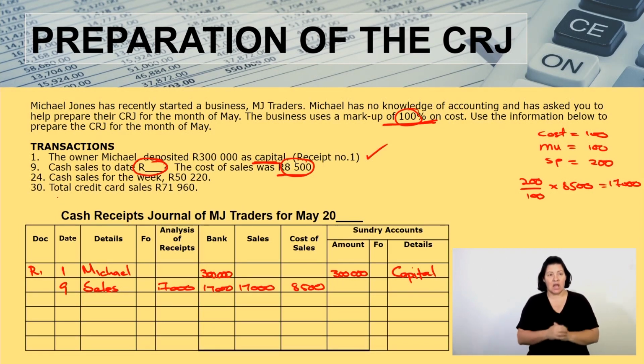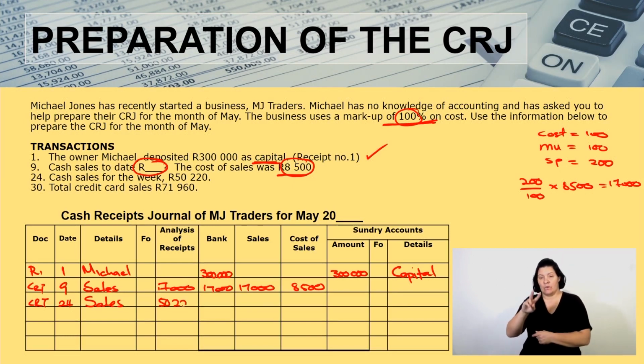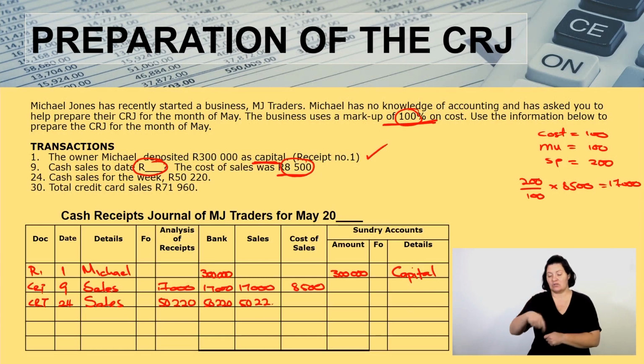Let's quickly go to the next one. It says, on the 24th, so let's come to the 24th, it says, cash sales for the week, okay? So these are from your CRT, remember, your document, it is your cash register tape, and then cash sales for the week, it is 50,220. So I'm going to come again and say, sales, so here on the analysis, 50,220. Bank, 50,220. Sales, you know by now, 50,220.